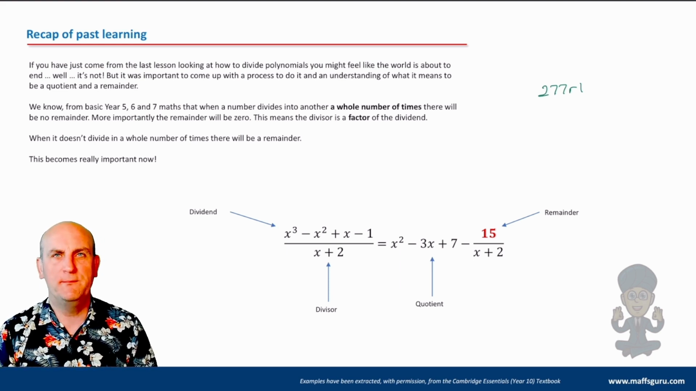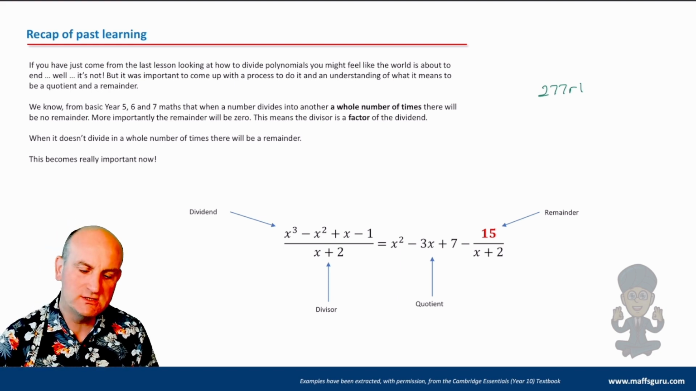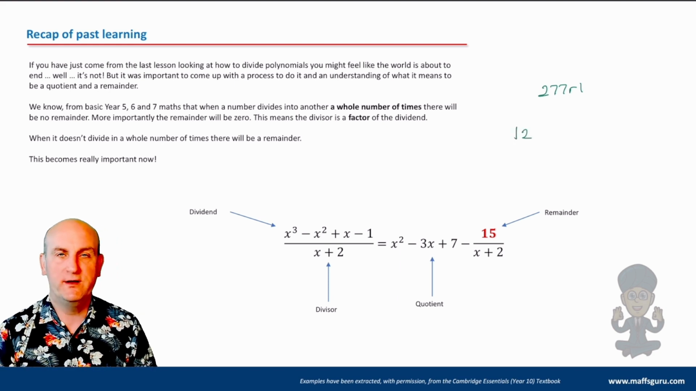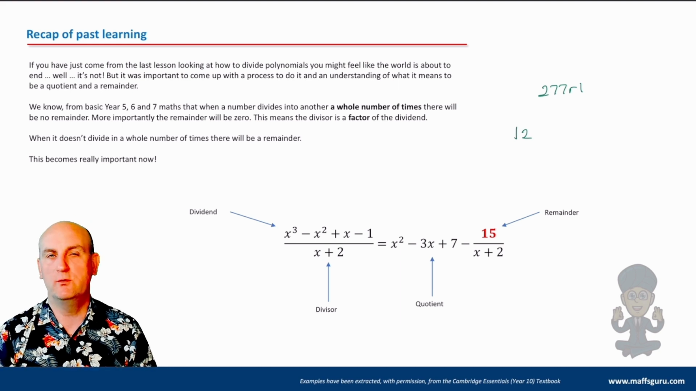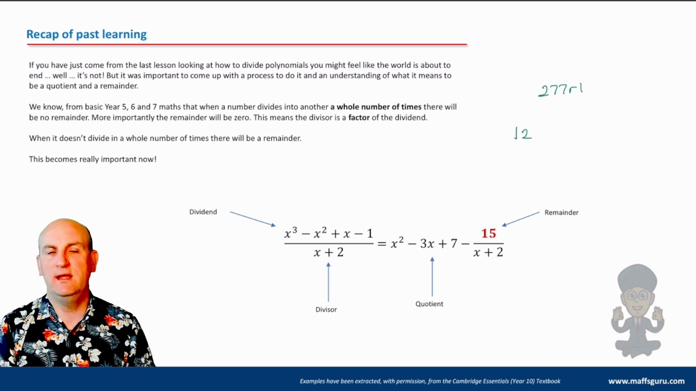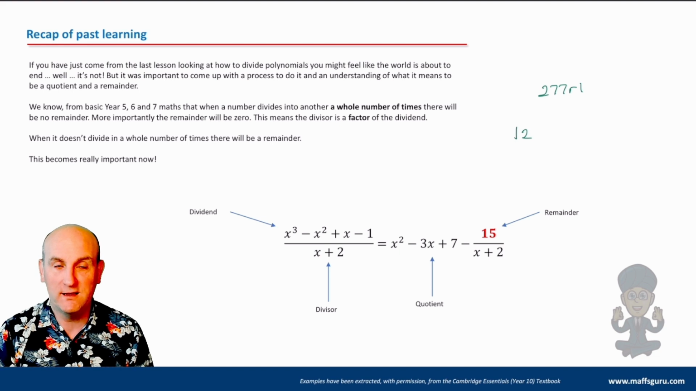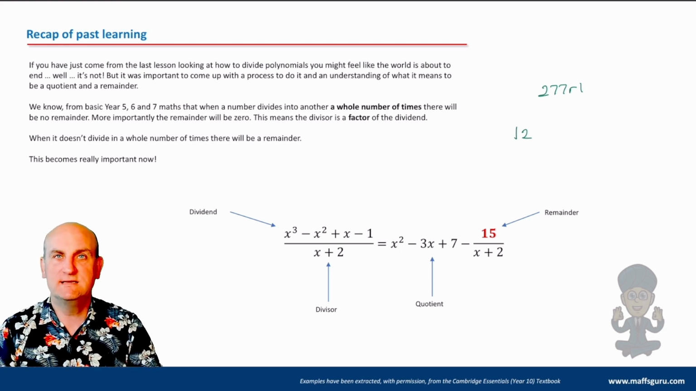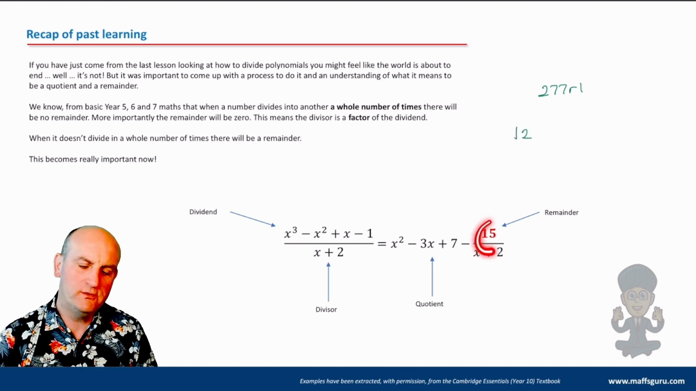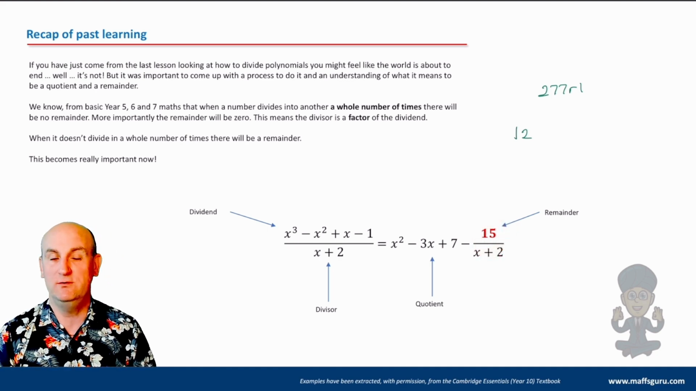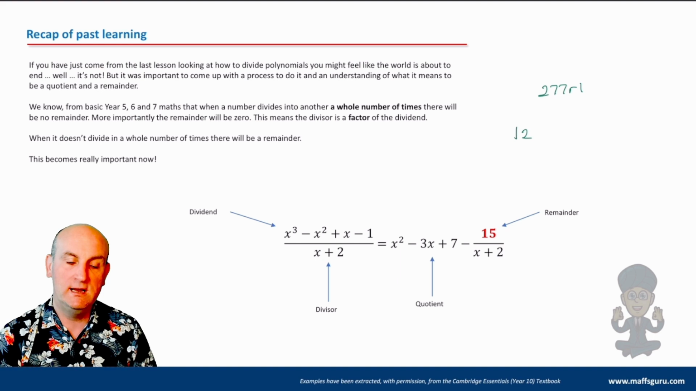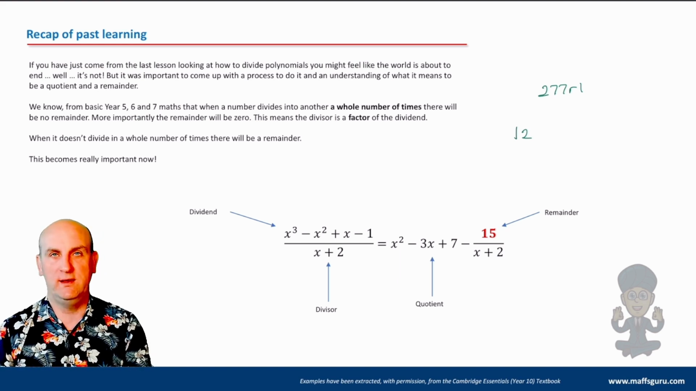But what happens if a number divides in a whole number of times? If I asked you for the number 12 to find the factors of 12, what would you tell me? 1, 2, 3, 4, 6, and 12. Why those numbers? Because they divide in a whole number of times. Or more importantly, they don't have a remainder. So a factor is a number that divides in with no remainder. So would it be useful, you think, in maths for that to be 0? 100%. And that's really what we're going to be dealing with in this video here.